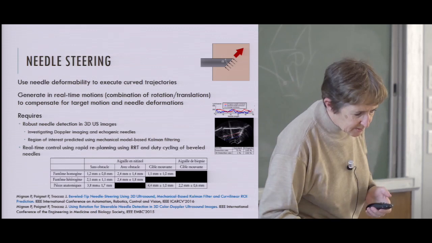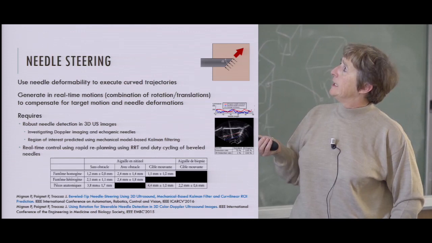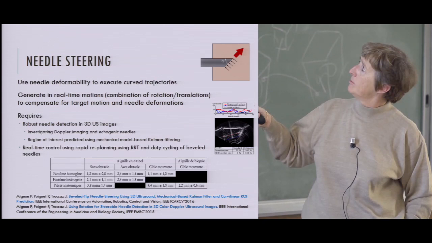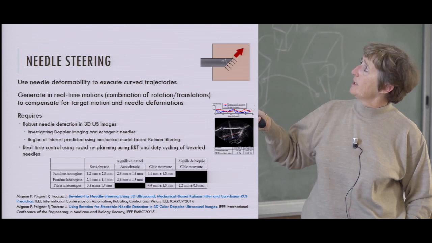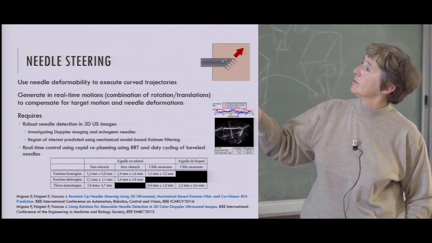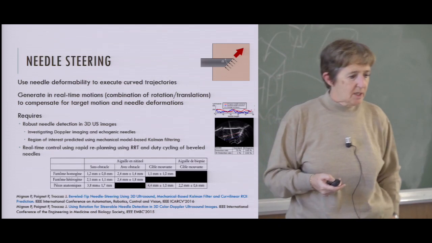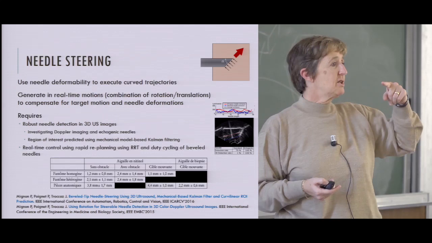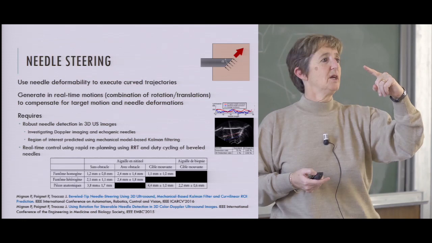Finally, just a project that is also currently running. It's what is called needle steering. When you see the needles, many of them have a bevel tip like that, and with this kind of needle, naturally it moves not in a straight line, but there is a curvature which is due to the reaction force on the tip of the needle. And so, it's a drawback, but it can be an advantage, because imagine that the bevel tip allows you to go in that direction. If you turn the needle, you can go in that direction.